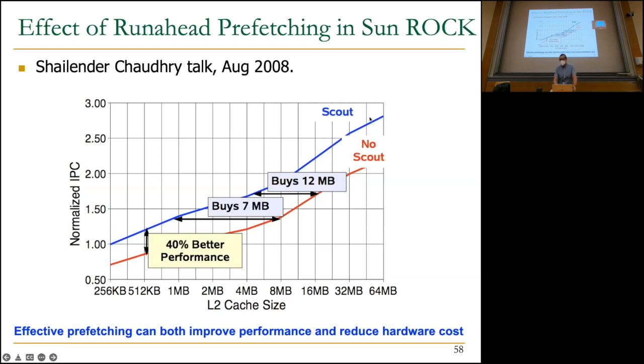So always the prefetcher improves performance. If you look, for example, at a cache size of 512 kilobytes, which was the standard at the time, you get 40% better performance with prefetching.